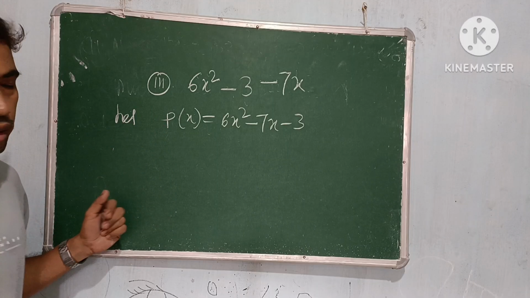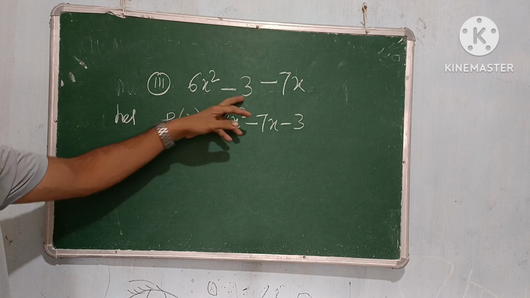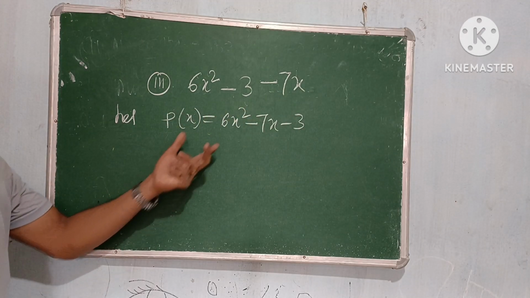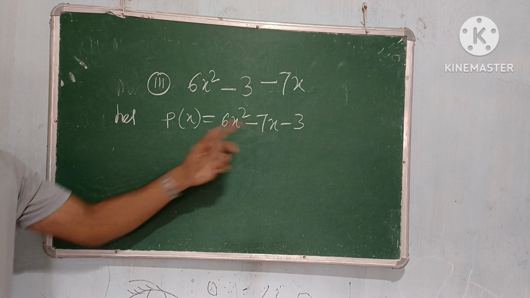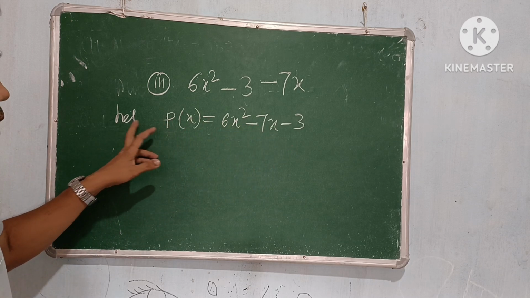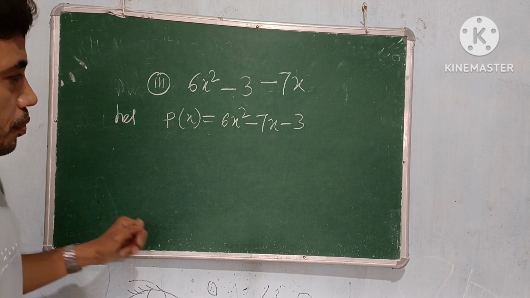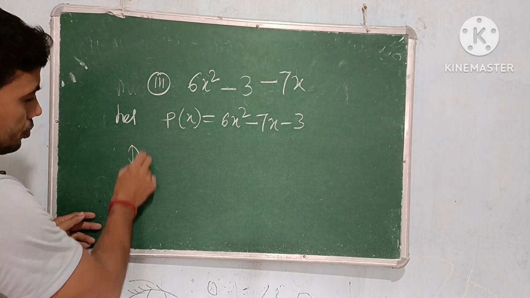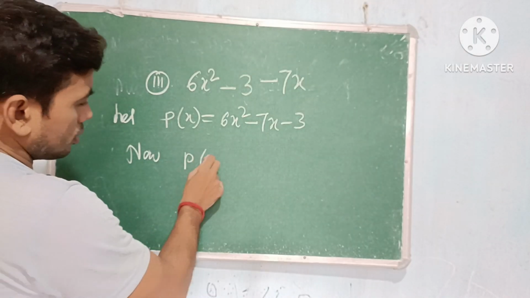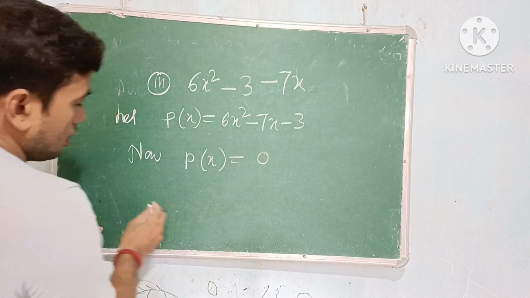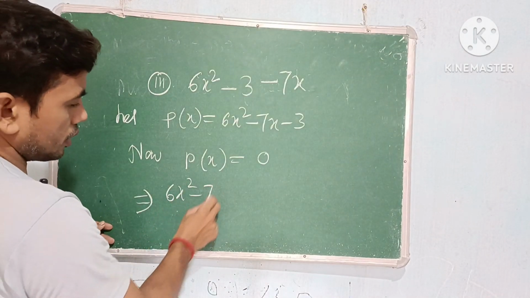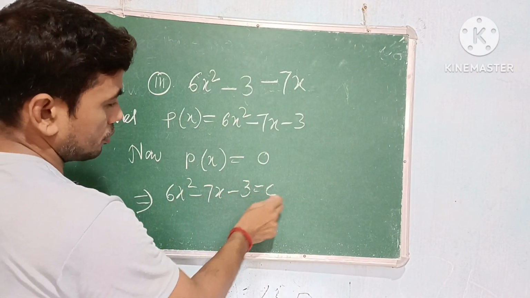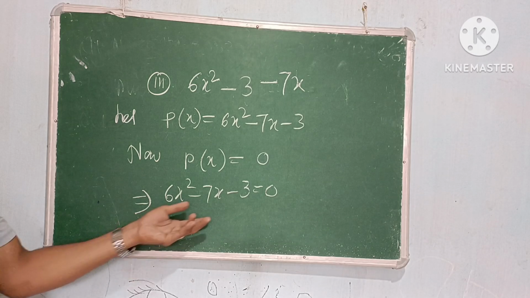So we discussed example 3. What is given? 6x square minus 3 minus 7x. We first write this as ax square plus bx plus c. Let p(x) be equal to this. Now p(x) is equal to 0. That means we have 6x square minus 7x minus 3 is equal to 0. Now we split the middle term.